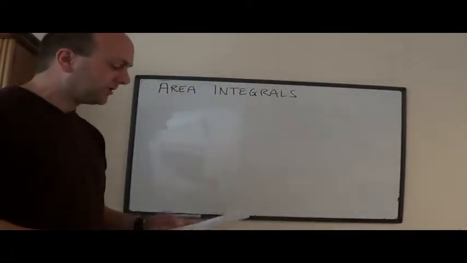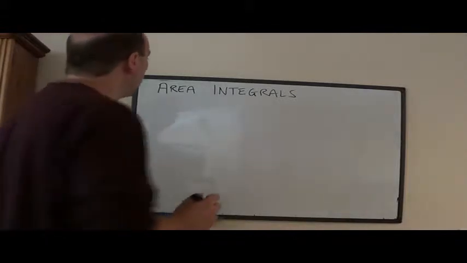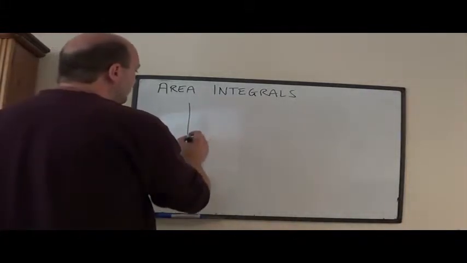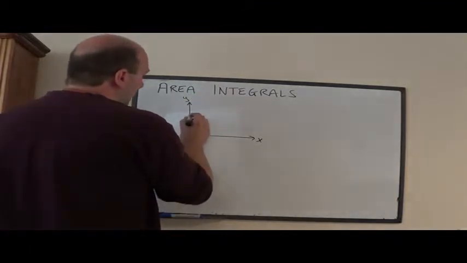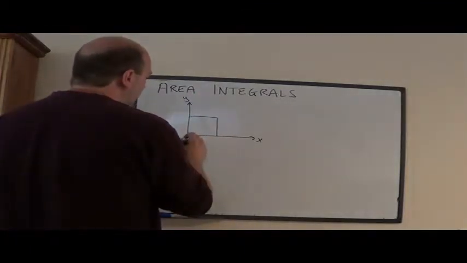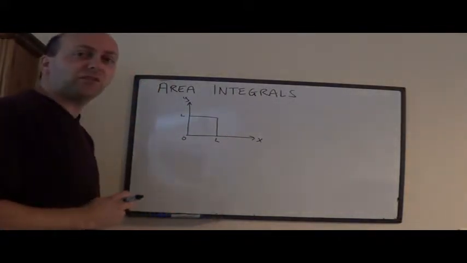Let's think about area integrals. So the first thing I'm going to do is to calculate the area of a square using integration. Let's think about a square living in the xy plane. We'll put one corner at the origin and then it extends out to a distance L in each of x and y.